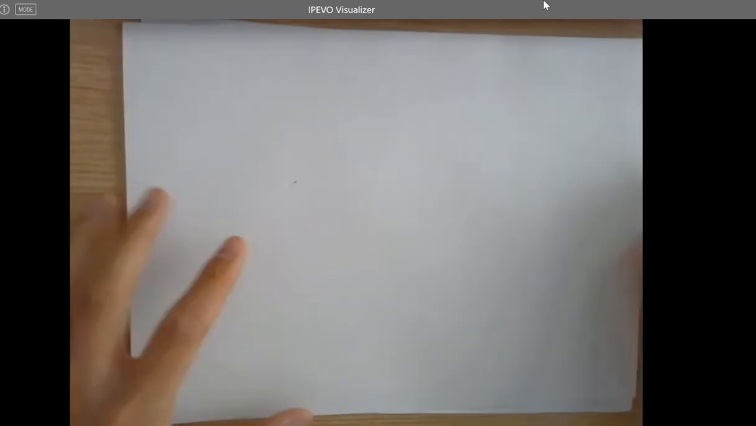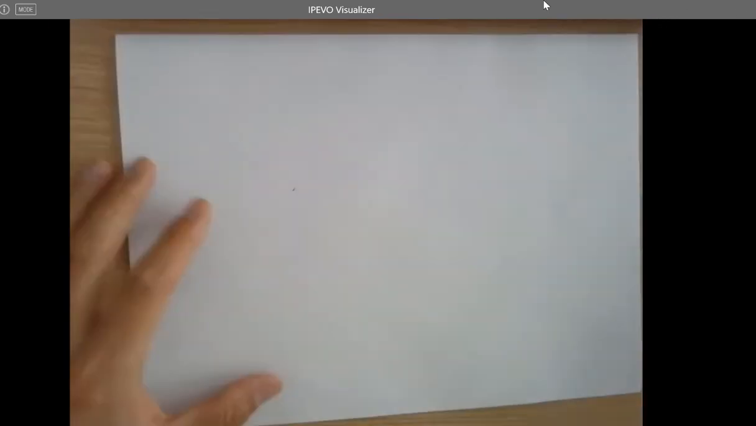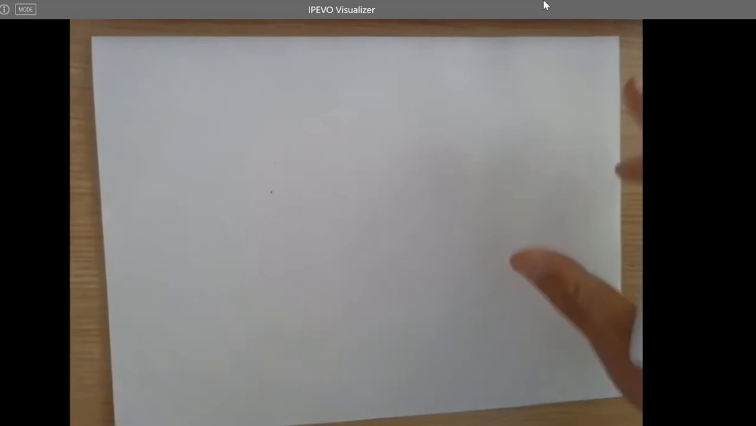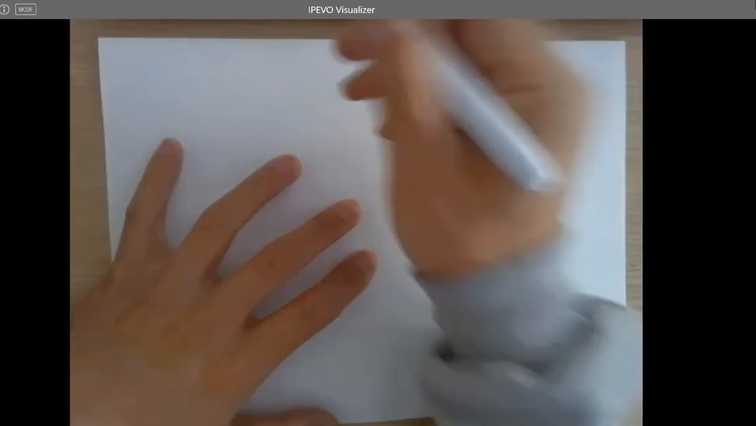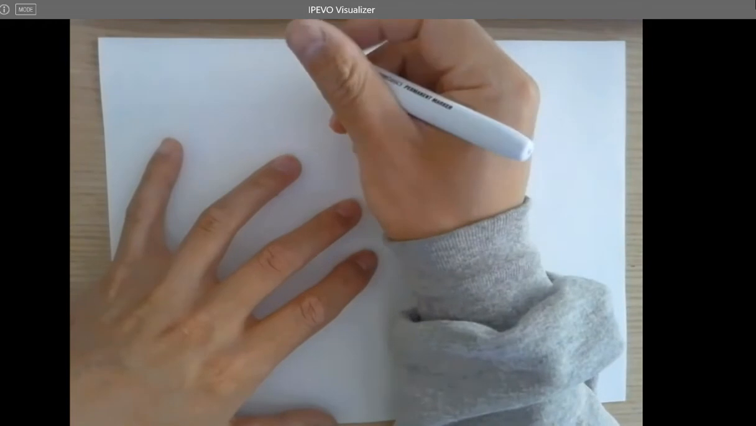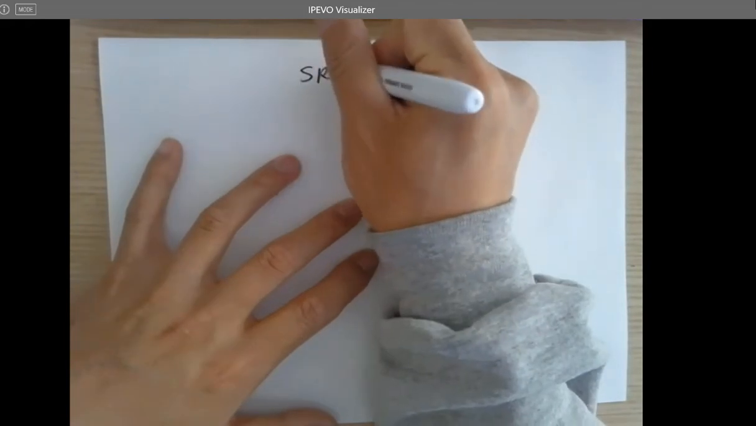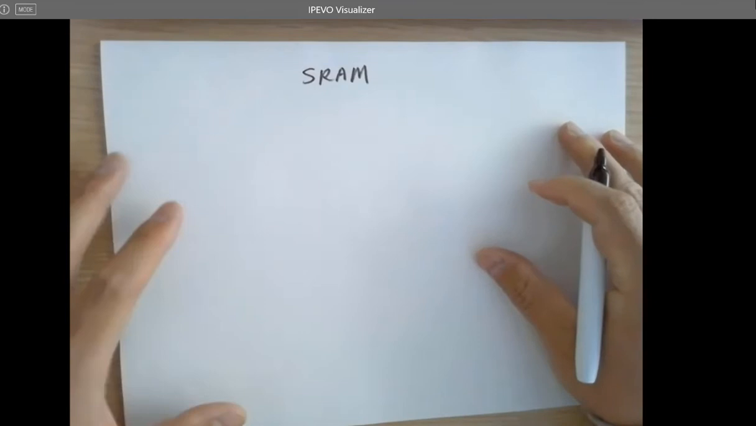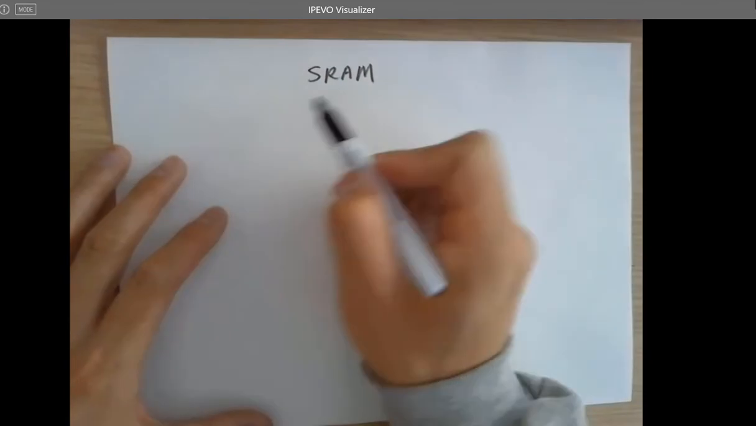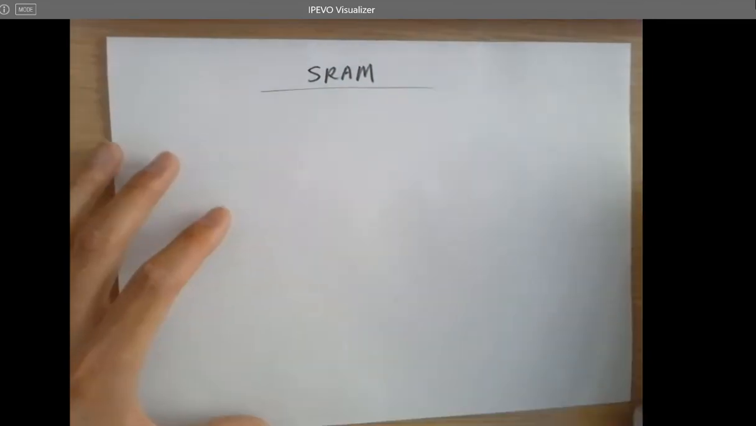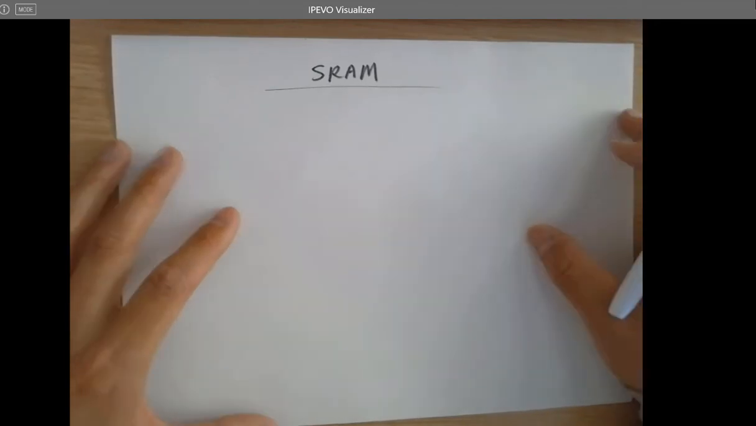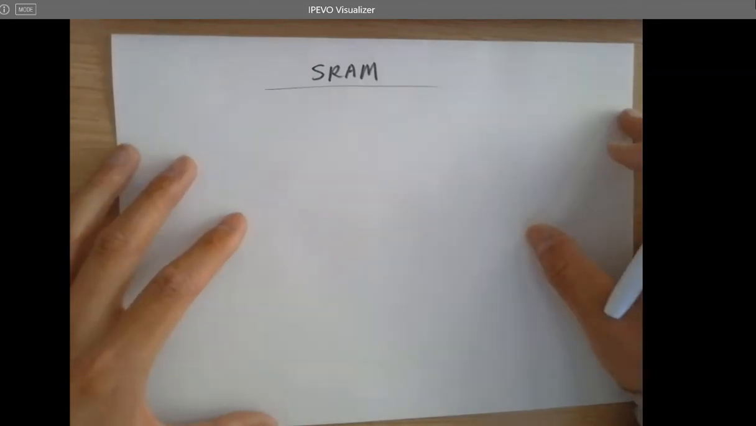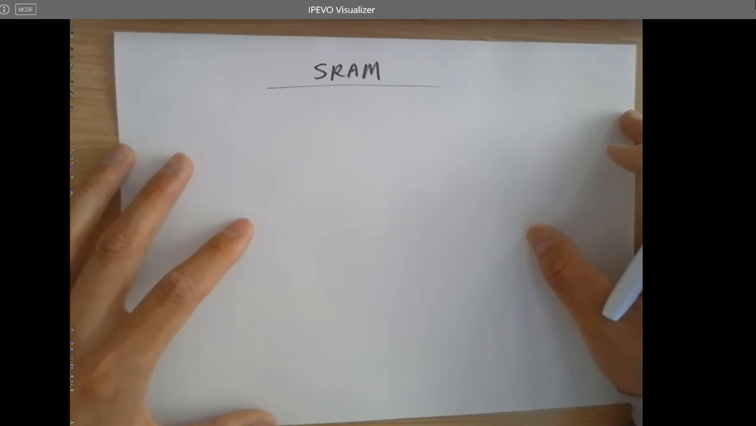So let's start looking at SRAMs. What does SRAM stand for? Static Random Access Memory. We have drawn the circuit for SRAM last time for the read operation, but now let's look into the write operation.